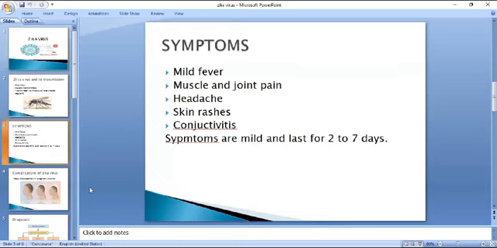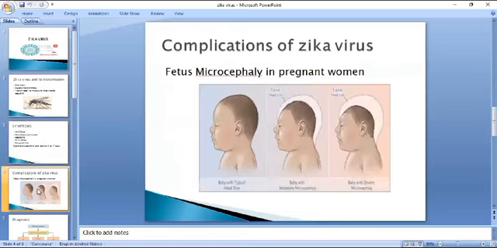But now comes the serious part. Do you know Zika virus also causes a much dreadful disease known as microcephaly? Microcephaly is a condition where the baby's head is much smaller than expected, as you all can see on your screen, which can later lead to complications such as dwarfism, seizures, delayed speech, and movements.